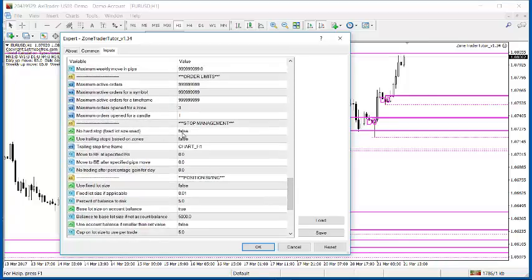Stop management: you can now say no stop if you really want to do that. I don't recommend it, but there may be occasions. And you can actually use trailing stops, which are based on zones. This is an interesting concept.